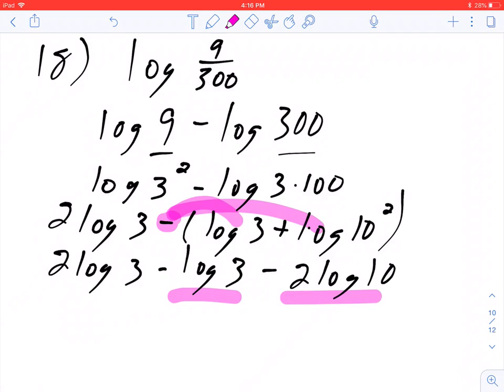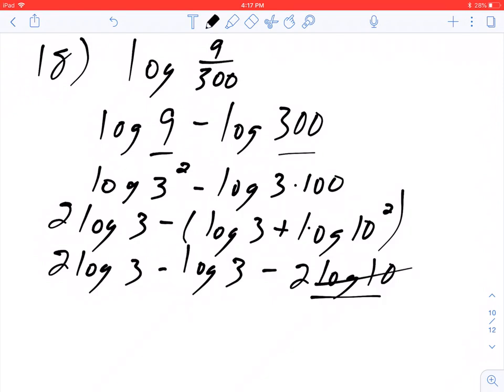Now, where did the 2 come from? The 2 came from bringing the power, this power right here, down and in front of this log, because we're allowed to do that via the power property. So it still looks a little bit convoluted, but let's look right here. We have log base 10 of 10, so that cancels out.